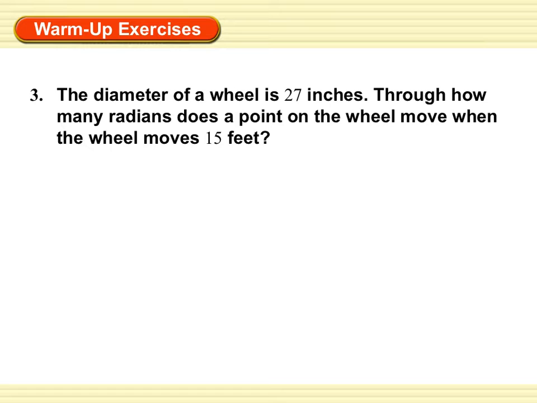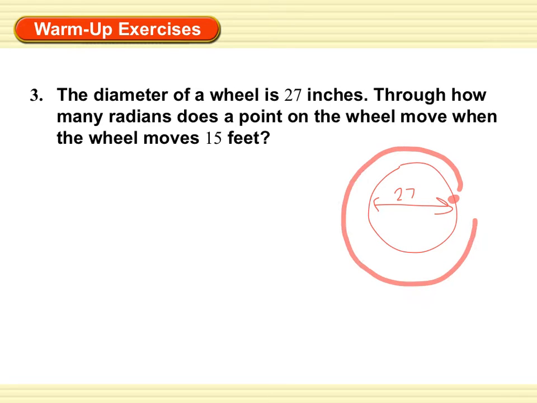The diameter of a wheel is 27 inches. Through how many radians does a point on the wheel move when the wheel moves 15 feet? So I have a diameter of 27 inches. So we're here, and the wheel rotates. Okay, how many times does the wheel rotate over 15 feet?